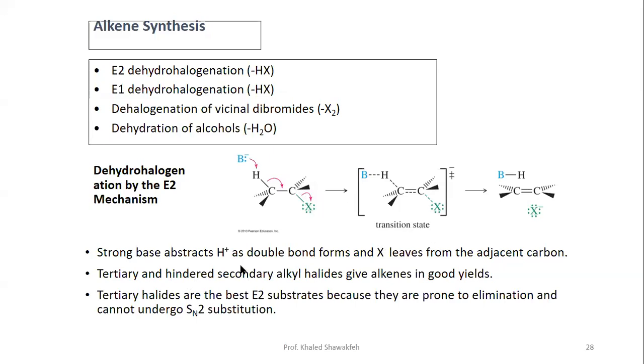So this is the transition state لأنه it's one step, so we don't have intermediate, we have only transition state. And you form the carbon-carbon double bond. So strong base abstracts H plus as double bond forms and X minus leaves from adjacent carbons. Why it's a strong base? It's one step, so the rate of the reaction depends on the concentration of the alkyl halide and concentration of a base. So that is why we need a stronger base for this type of dehydrohalogenation, the E2.